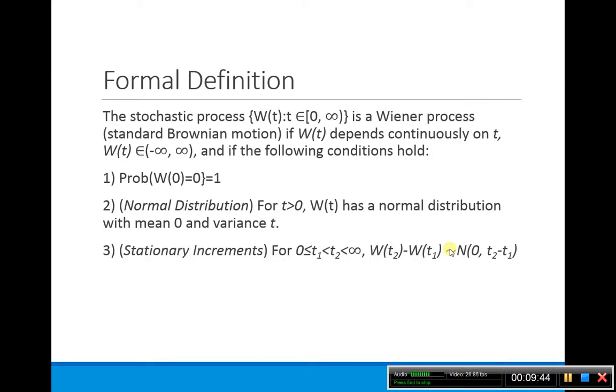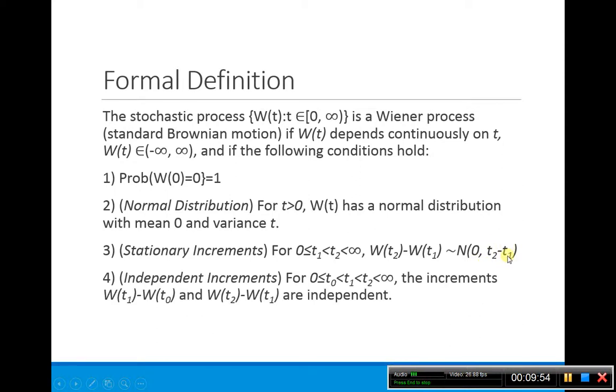It has stationary increments. So basically what that means is if we take W of t2 minus W of t1, then this is normally distributed with mean 0 and variance t2 minus t1. It also has independent increments, so basically if I think about two different increments, from t0 to t1 and t1 to t2, then these are independent.